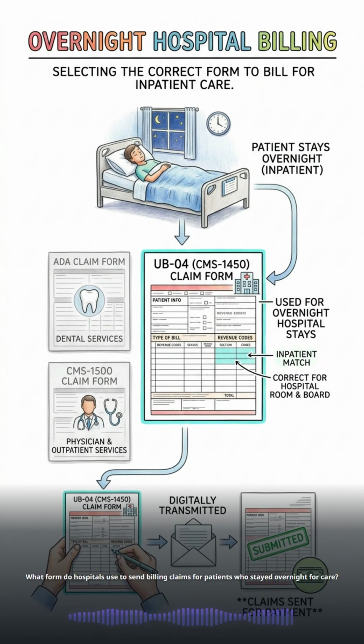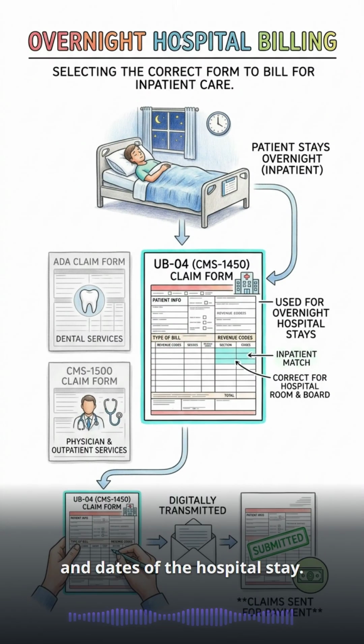45. What form do hospitals use to send billing claims for patients who stayed overnight for care? Hospitals use the standard UB04 claim form to bill health insurance for inpatient room and board. This special form holds all the facility charges, diagnosis codes, and dates of the hospital stay.